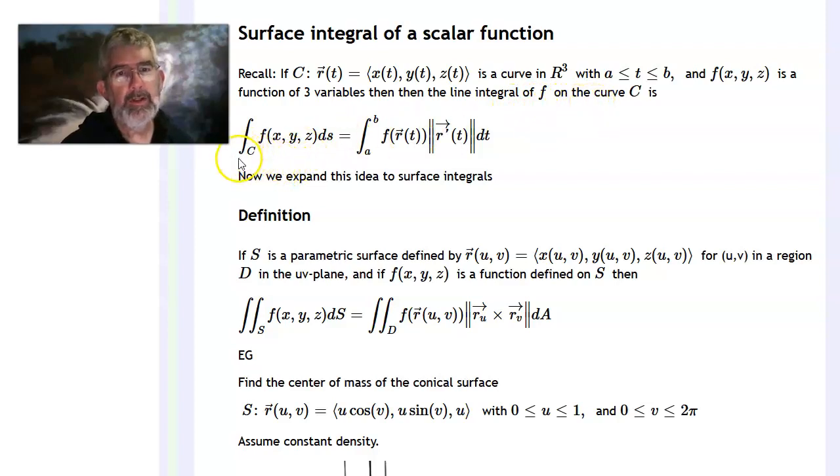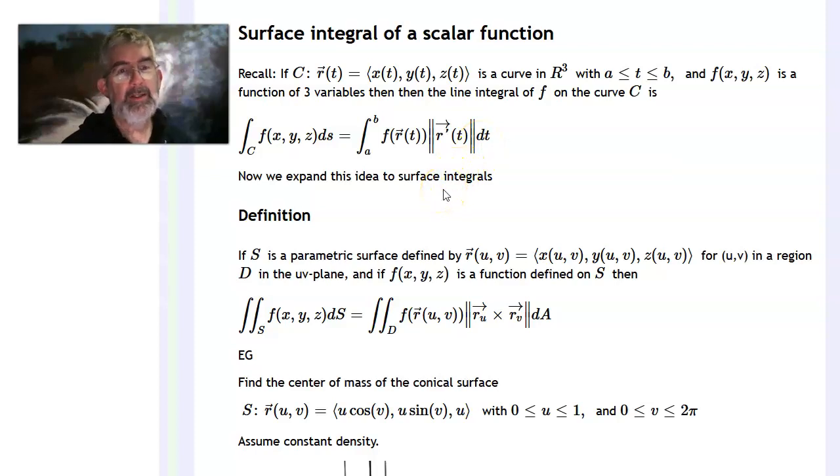We denote it this way, the integral along C, f of x, y, z ds, where ds is a little bit of arc length. When you convert that all into t's, the f of x, y, z is essentially f of r of t, right? So we're taking values of t, calculating x, y, and z, plugging them into f. Then you're multiplying by a little bit of arc length, and the way we calculated that arc length is the length of r prime of t times dt, right? So speed times a little bit of time is a little bit of distance.